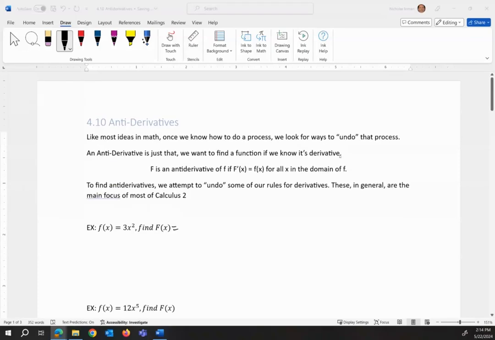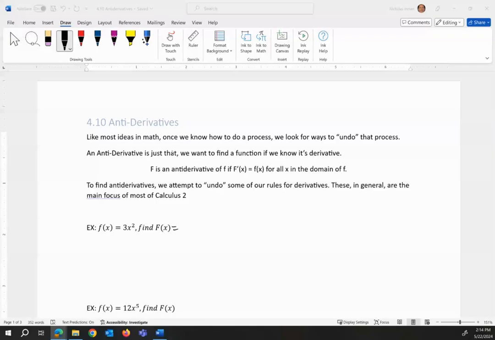All right, taking a look at chapter 4.10, antiderivatives. Just like every other idea in math, once we know how to do something, we look for a way to undo it. We learned addition, so we learned how to undo addition, called subtraction. We learned multiplication. How do you undo that? Division. We learned how to FOIL with algebra, then we learned how to factor to undo it.